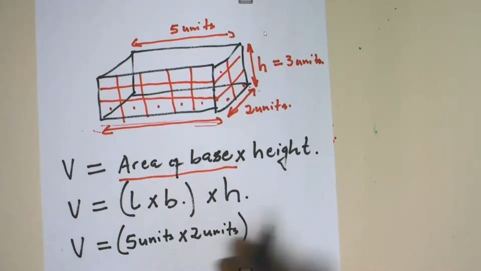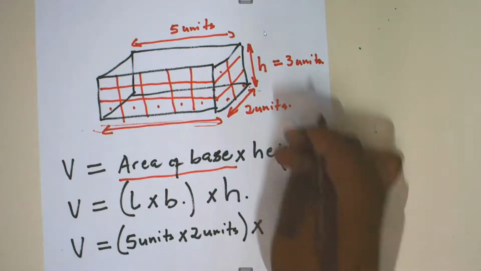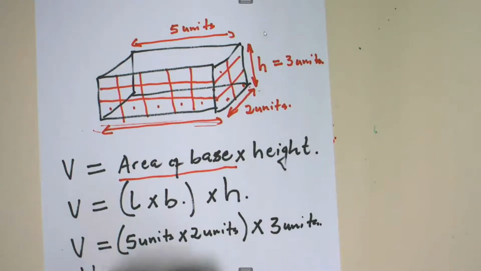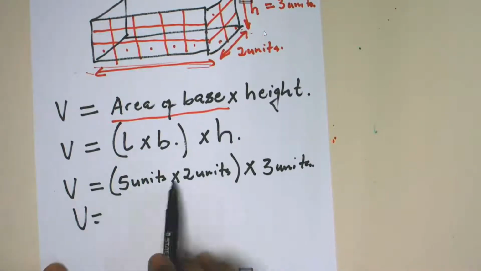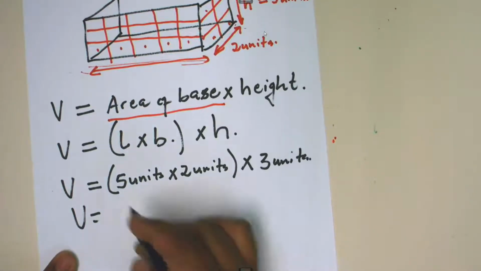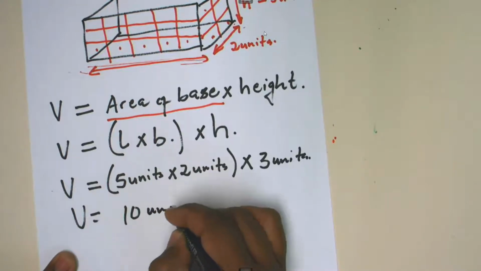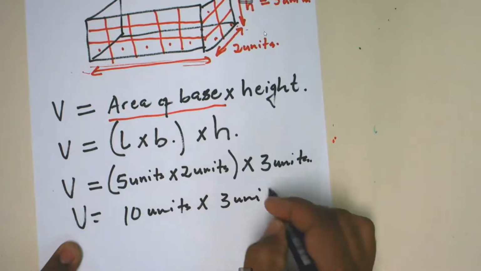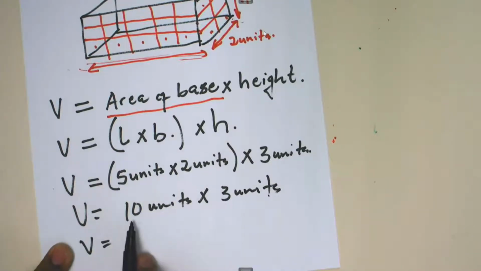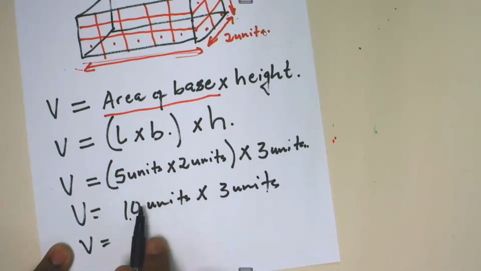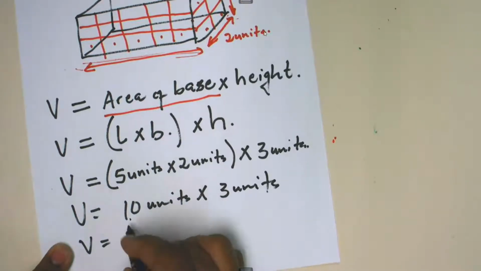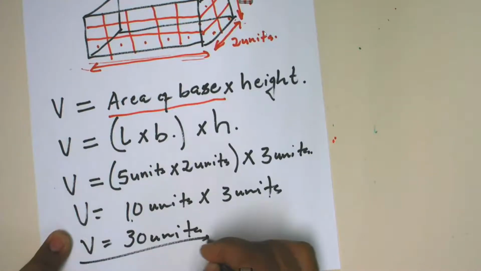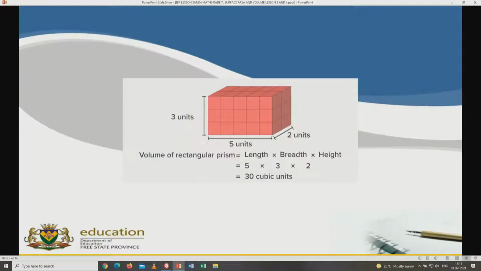That is what? The area of my base. And therefore, I'll multiply it by the height. What is the height? My height there is 3 units. Then help me to calculate this. 5 multiplied by 2, it will be 10 units. And then multiplying by the height of 3 units. Therefore, it will be 3 multiplied by 10. 10 times 3, 10, 20, 30. And therefore, it is 30 units. And that will be the answer there.